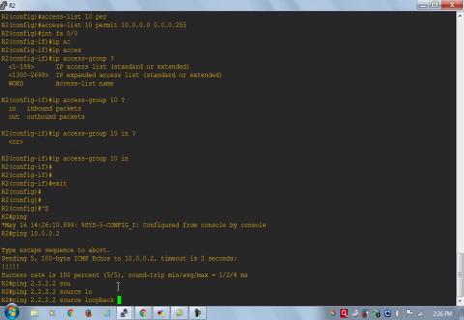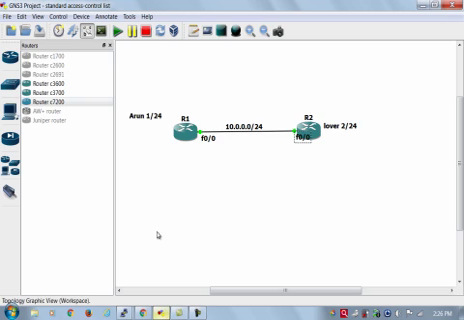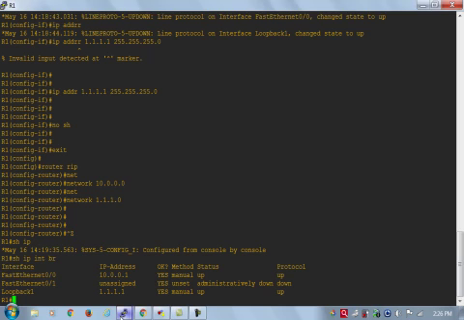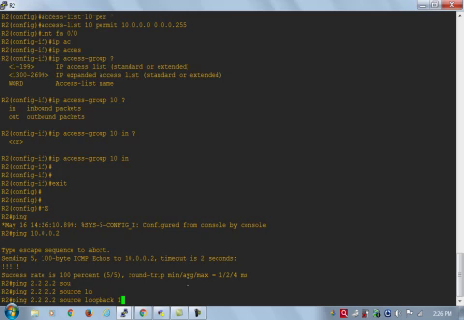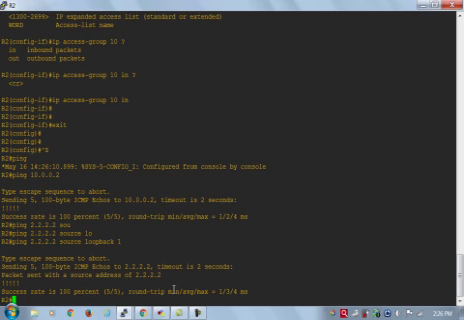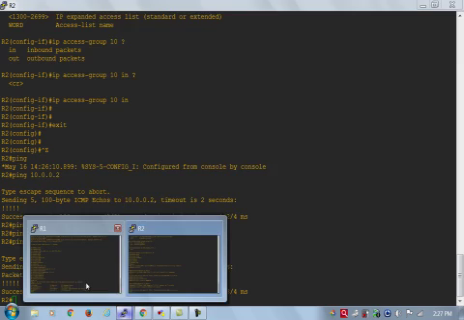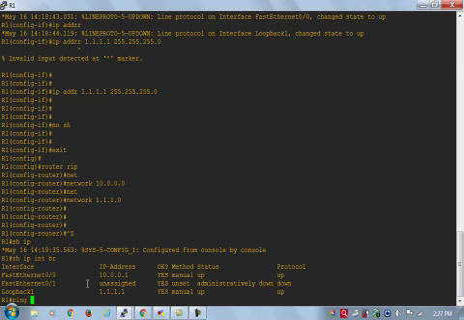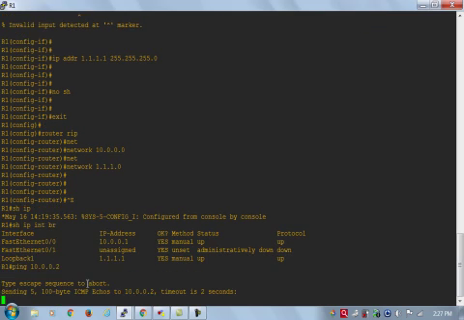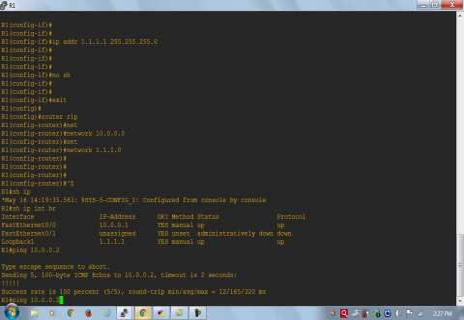Source loopback 1. So my loopback 1 is this. What I'm trying to tell is that try to ping my lover with my IP, this, and just check if this is possible or not. It should be possible. Ping, I'm sorry, I have to do this from R1. So I'll just put ping 10.0.0.2. The ping is done. Now ping 2.2.2.2.